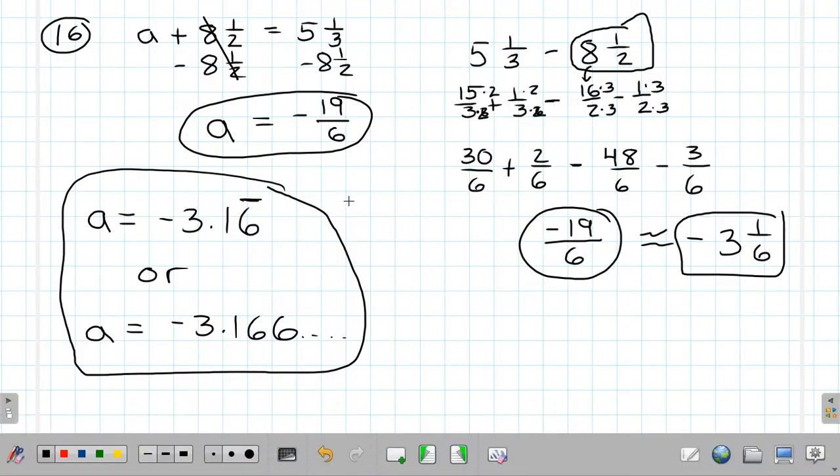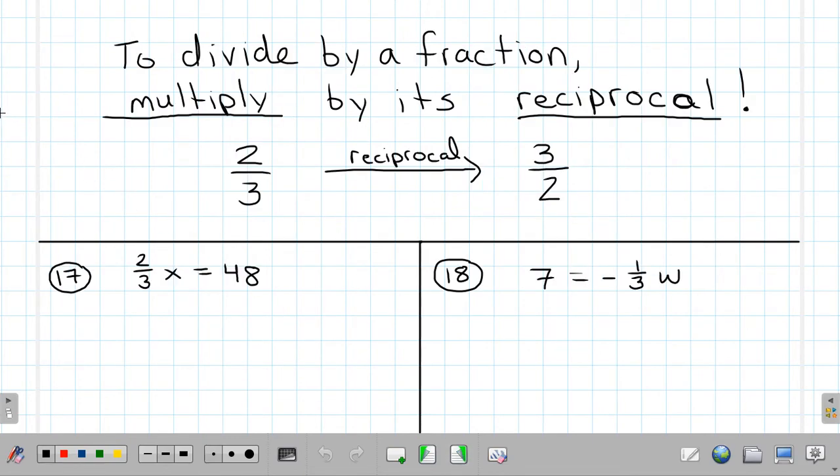So with that being said, those are all the examples of how to deal with fractions in terms of addition and subtraction. Once again, they work exactly the same way. Now we go to number 17 through 24. And these actually go pretty quickly, especially if you have a calculator, because if you multiply or divide by a fraction, it's actually a very simple process to figure out what the answer is. So to divide by a fraction, multiply by its reciprocal. This should be something you have heard of before, if you don't remember what we're talking about here.